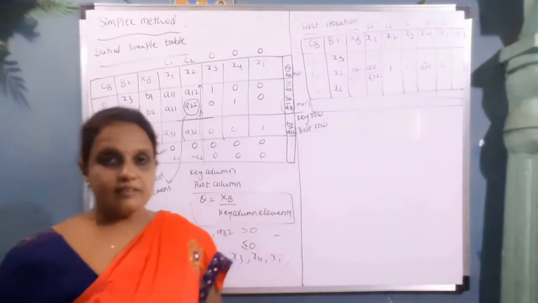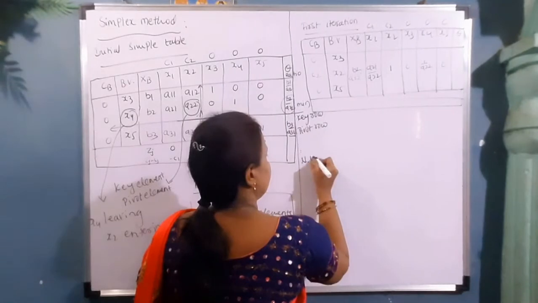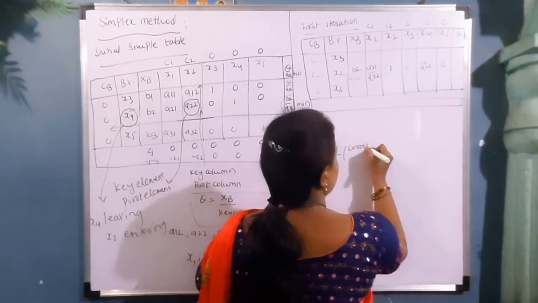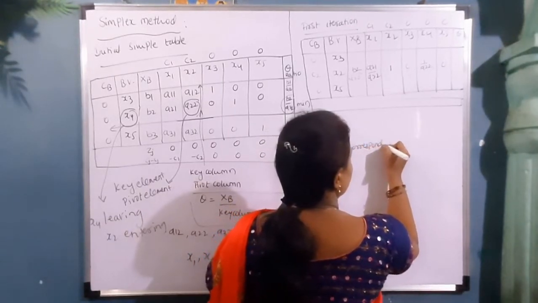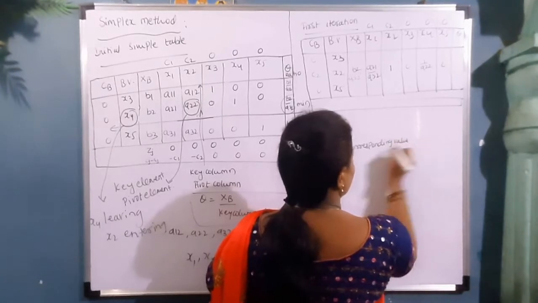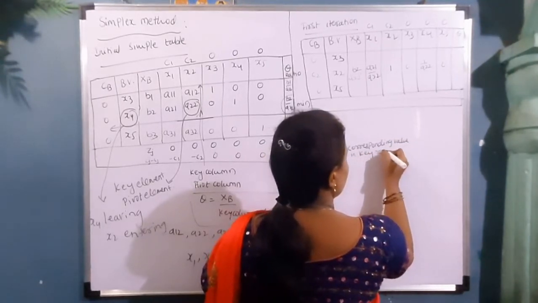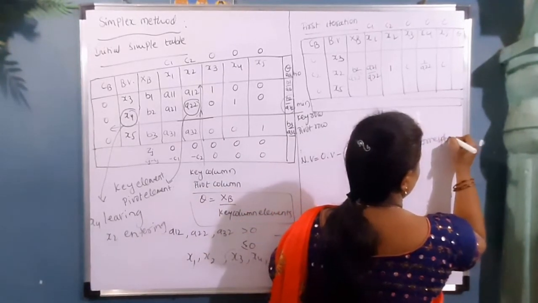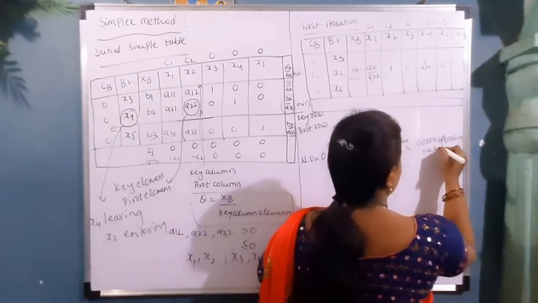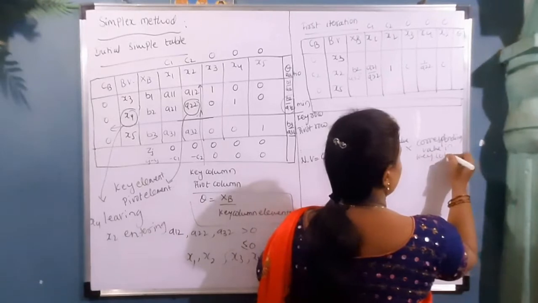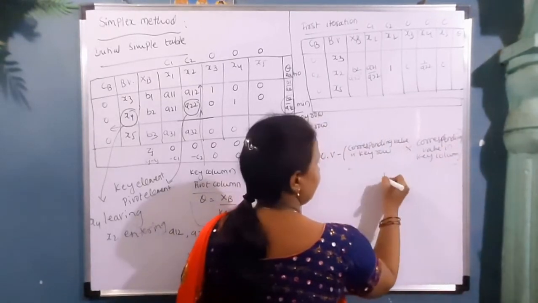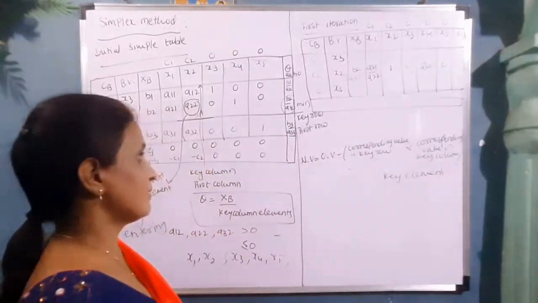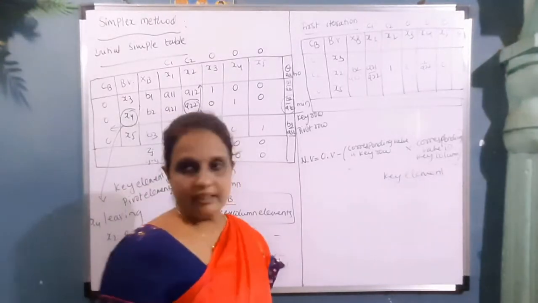It is written as new value equal to old value minus corresponding value in key row into corresponding value in key column divided by key element. So this is the formula to find each element. Now we will see what will be the corresponding value in key row, key column.